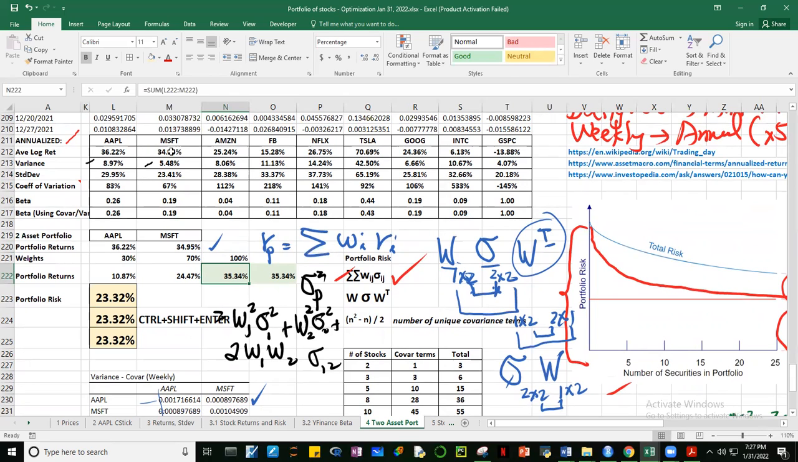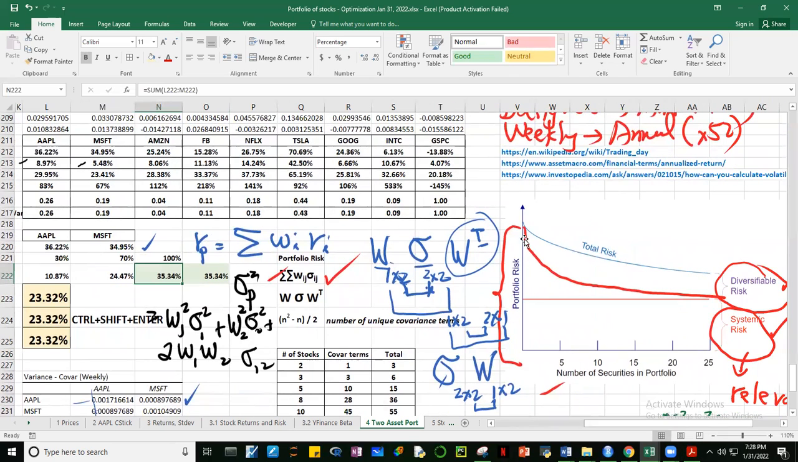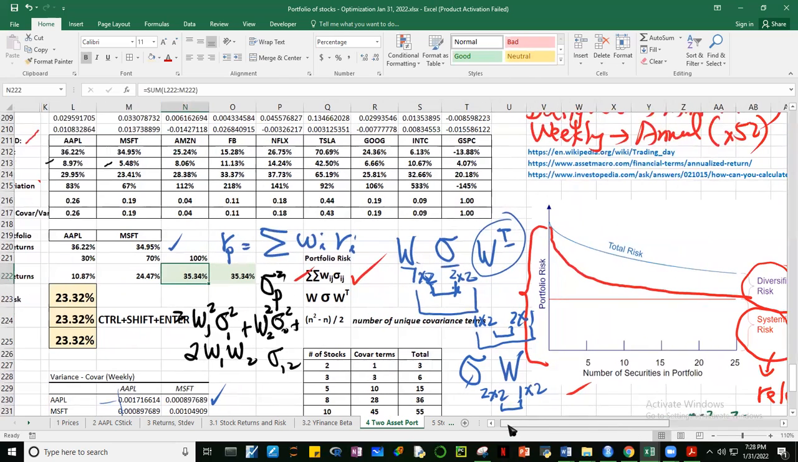Lower than Apple but higher than Microsoft. That's what will really happen to the returns. But its risk is lower compared to either of the two here. Okay, so we were able to prove, guys, that indeed when we add to the portfolio and come up with the right combination, we will be able to minimize the risk, to diversify the risk.